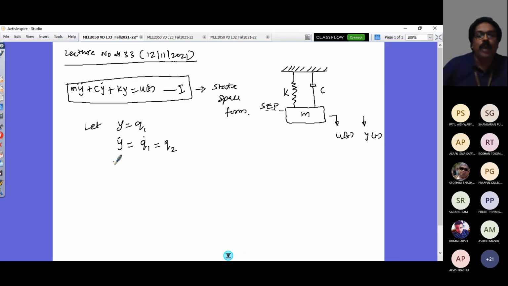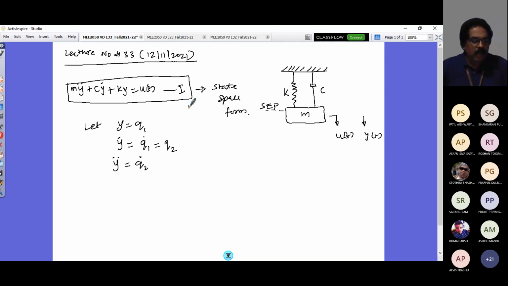Then let me write y double dot equals, just a minute, there is some distraction outside, some sound. Yeah, y double dot equals, I can write this as q2 dot. Q1 double dot is equal to q2 dot. So by defining this, I am able to now convert this second order differential equation into state space form. That's what we are going to see now.